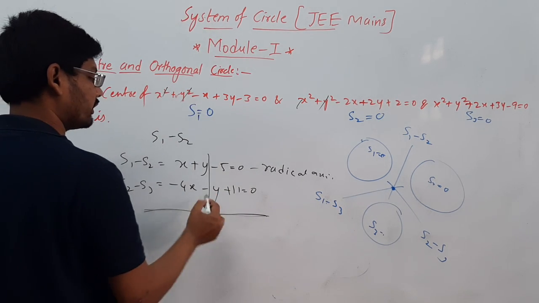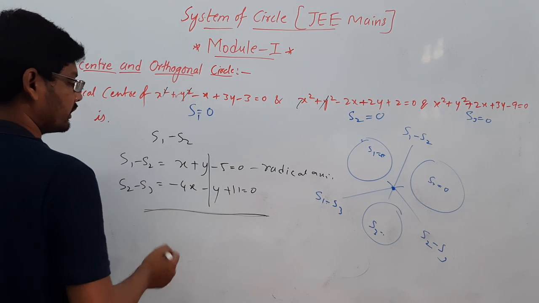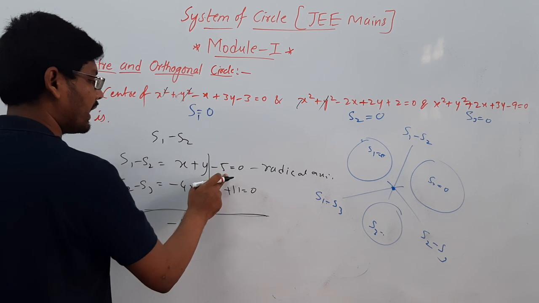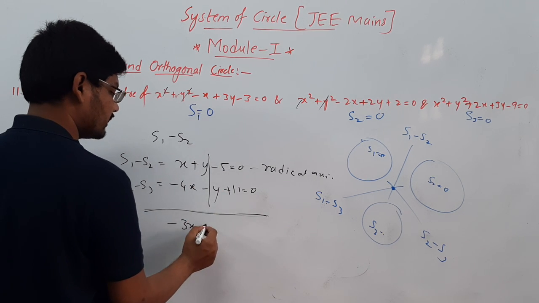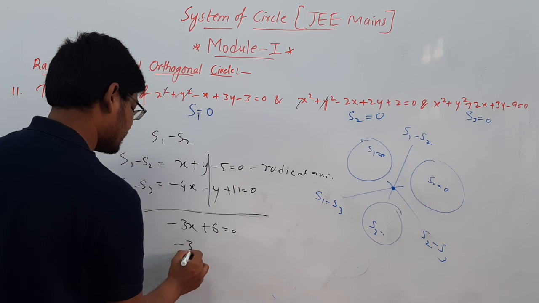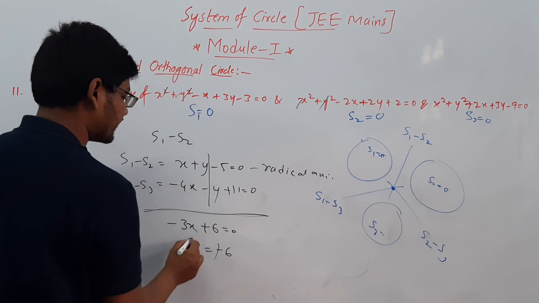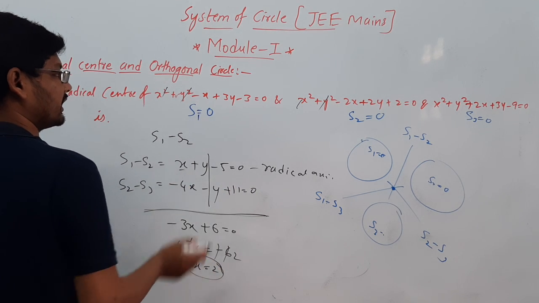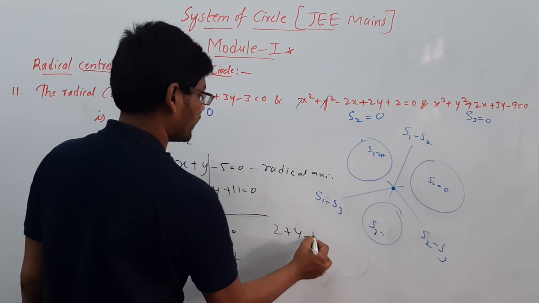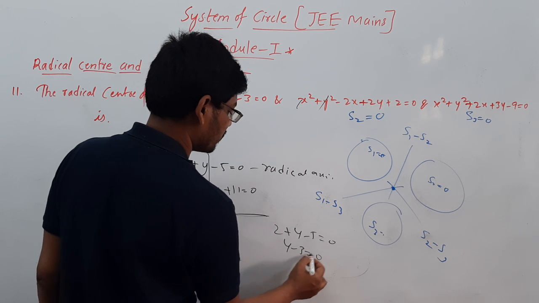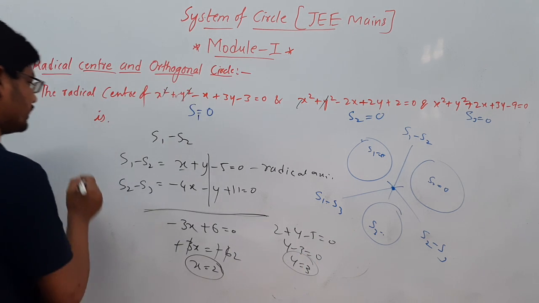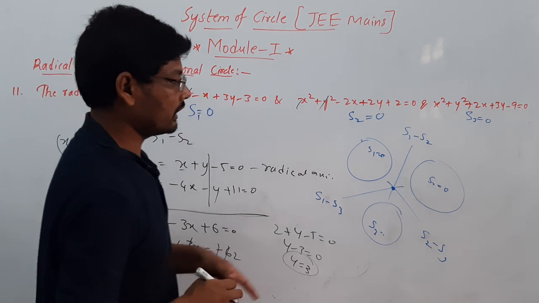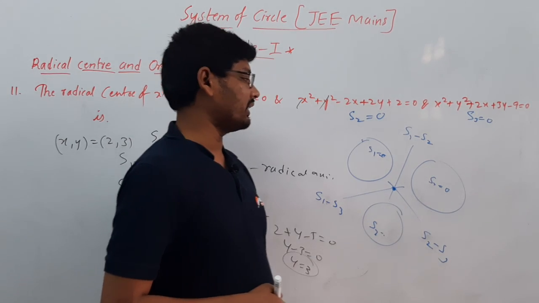So adding two equations, y plus y minus y gives 0, minus 3x, x minus 4x is minus 3x, and minus 5 plus 11 is plus 6 equal to 0. Minus 3x is equal to minus 6, minus gets cancelled, 3 1 3 2, x is equal to 2. Let's substitute this value in this equation. 2 plus y minus 5 is equal to 0, y minus 3 is equal to 0, y is equal to 3. Then (x, y) is equal to (2, 3).